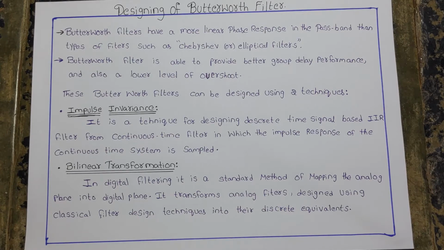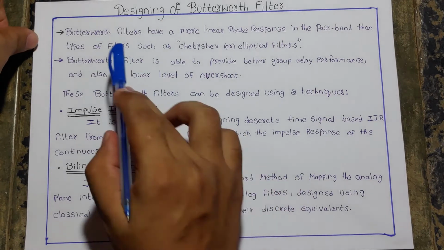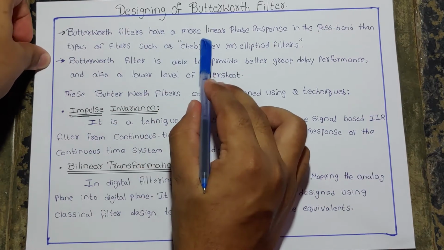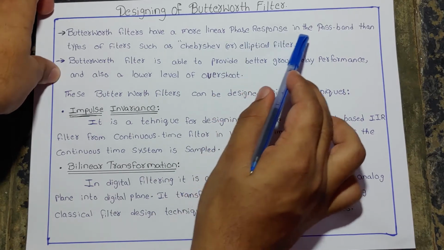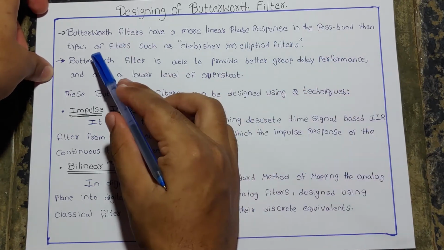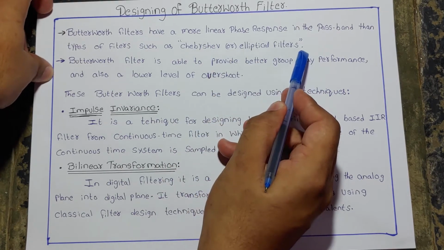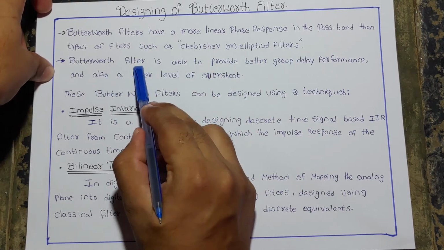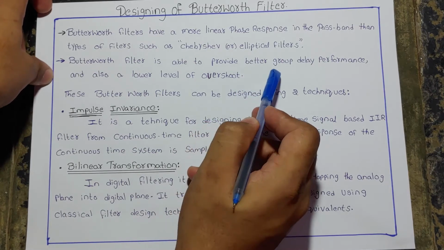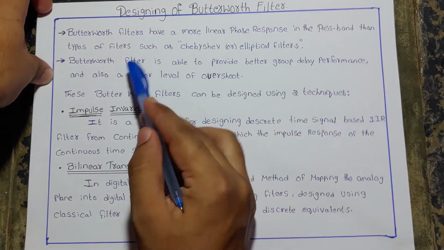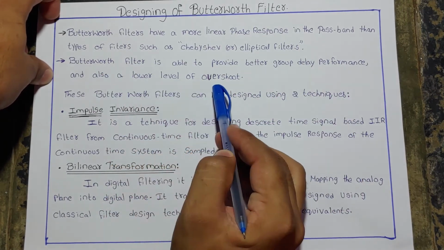Today in this video, we are going to learn about designing of a Butterworth filter. Let us know what is a Butterworth filter. Butterworth filters have more linear phase response in the passband than types of filters such as Chebyshev or elliptical filters. Butterworth filter is able to provide better group delay performance and also a lower level of overshoot.